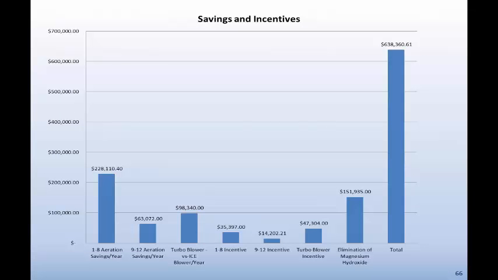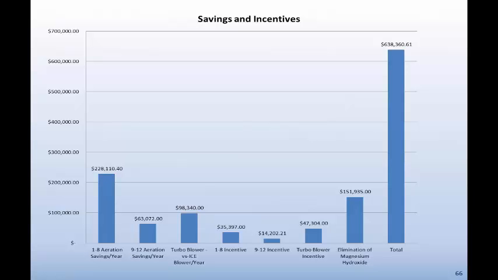Phase two of the project involved installation or replacement of our diffusers with fine bubble diffusion through our aeration basins. And this graph shows the savings that were acquired per project. Aeration basins 1 through 8, $228,000 a year on energy savings. Aeration basins 9 through 12, $63,000 a year.